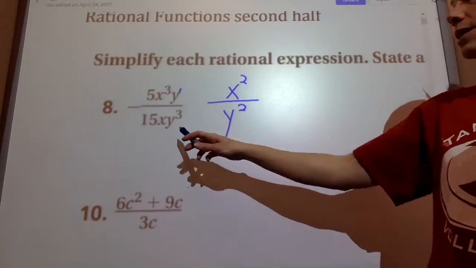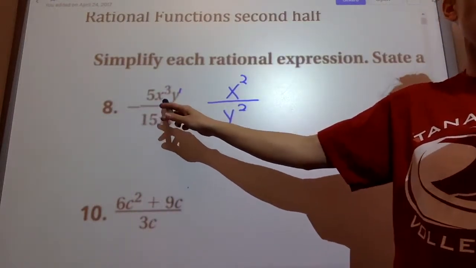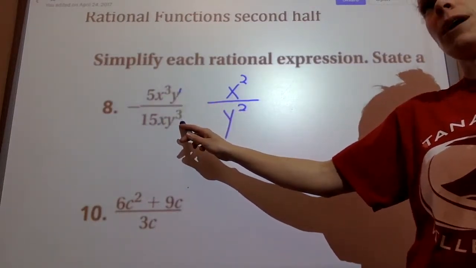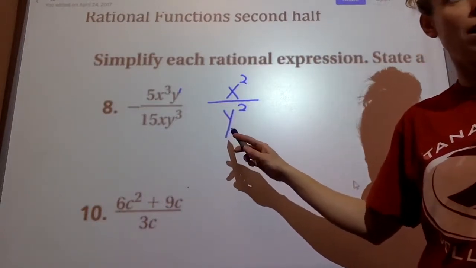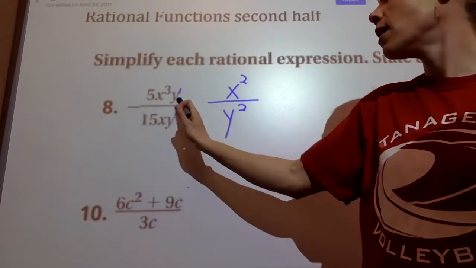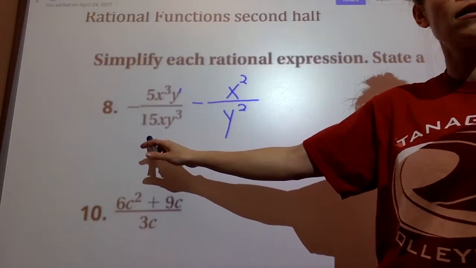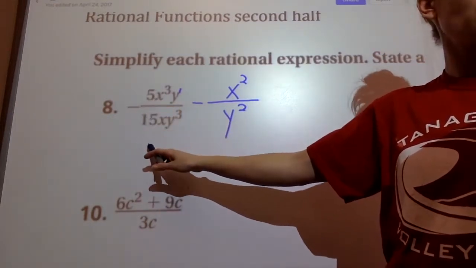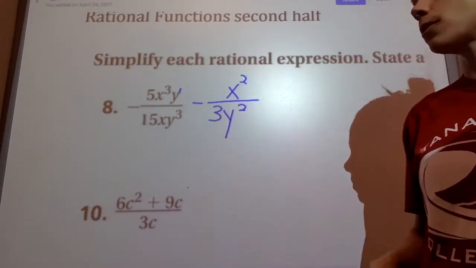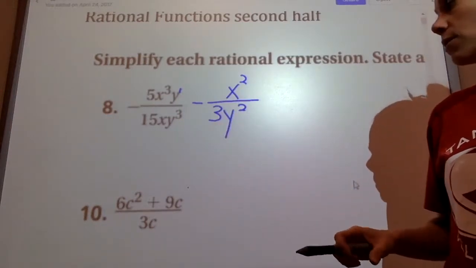Or the easier way is to think if I have 3 x's on top and 1 x on the bottom, I have 2 more x's on top. If I have 1 y on top and 3 y's on the bottom, I have 2 more y's on the bottom. That's kind of what you're doing. And then, of course, you have to simplify. Negative 5/15 simplifies into what? 1/3. So I would have 1. You can write the 1 there. You don't have to. And then you put 3 on the bottom. Okay, so technically you wouldn't write the 1, but it's fine if you do.